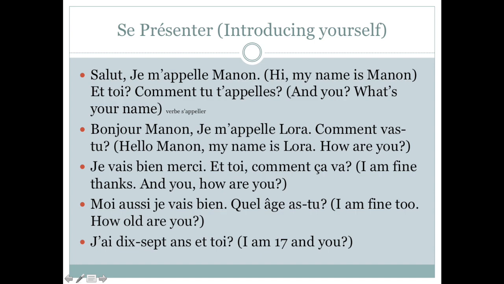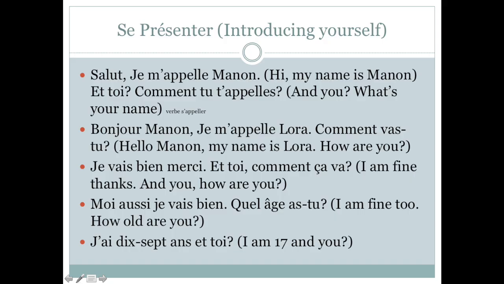Comment vas-tu? So the form how are you in French is how do you go? Je vais bien, merci. Et toi, comment ça va? Moi aussi je vais bien. Quel âge as-tu? I'm fine too. Me too, I go well for the literal way. For quel âge as-tu, it means what age do you have?